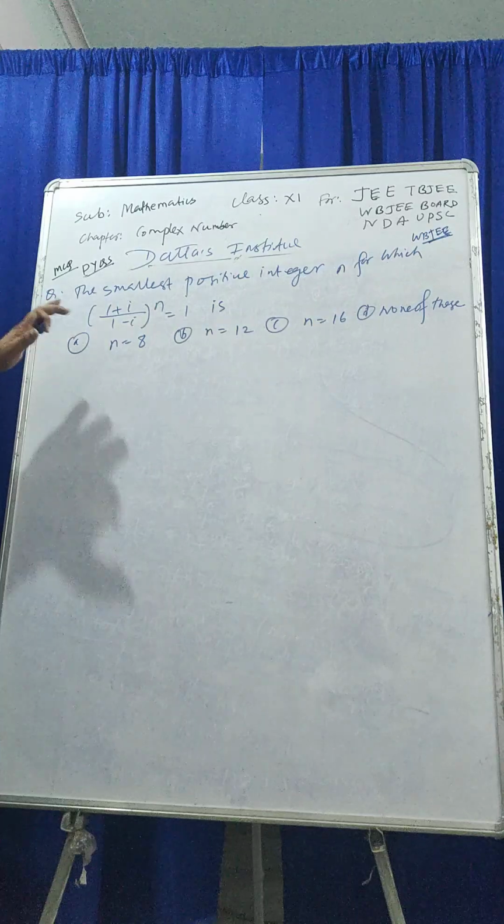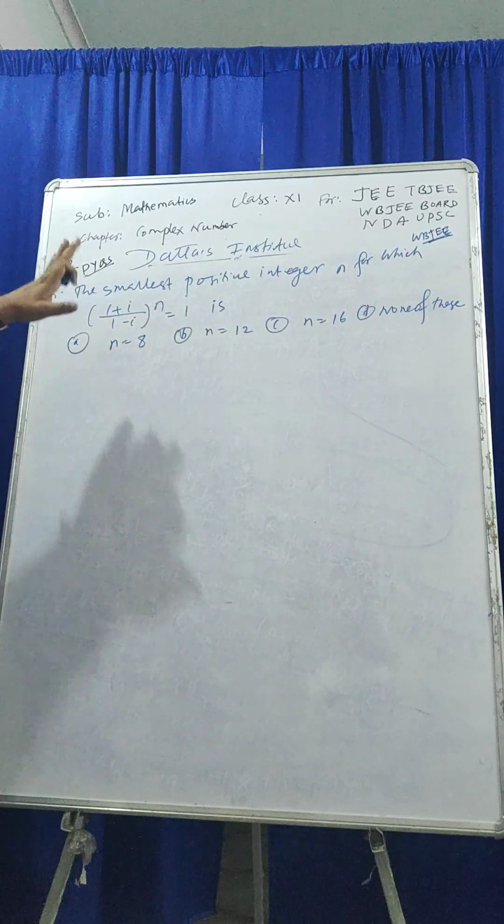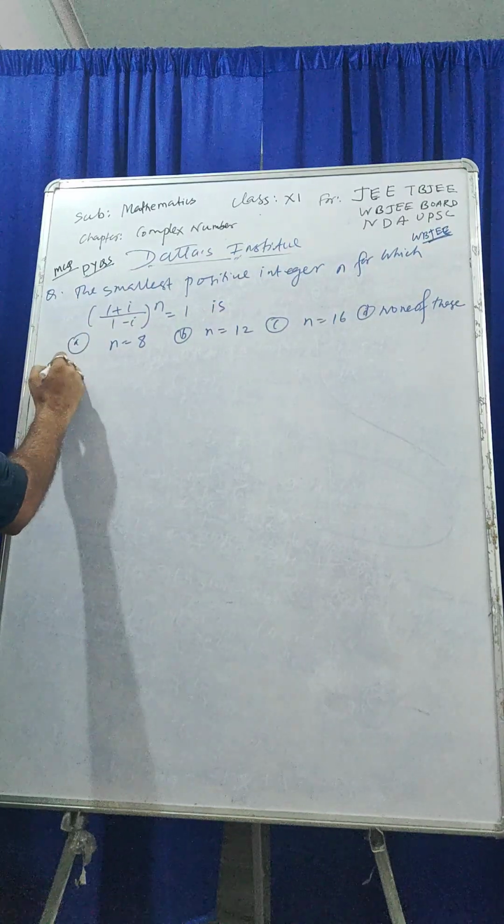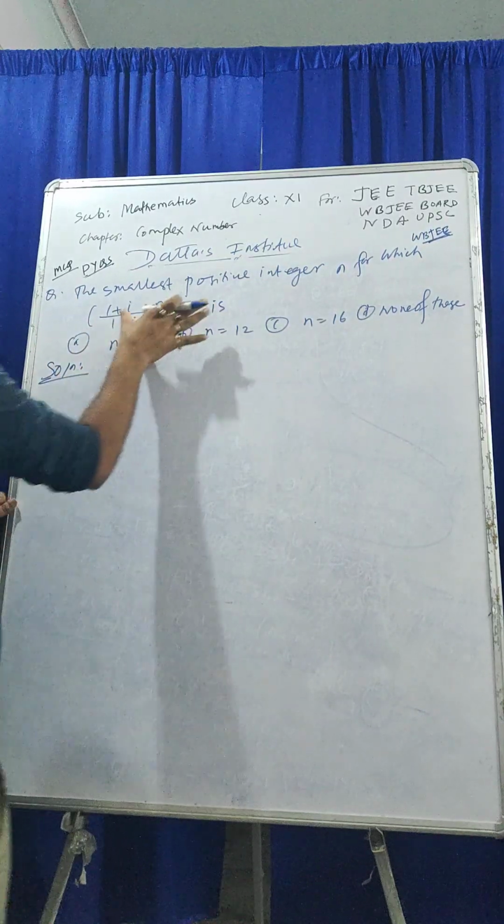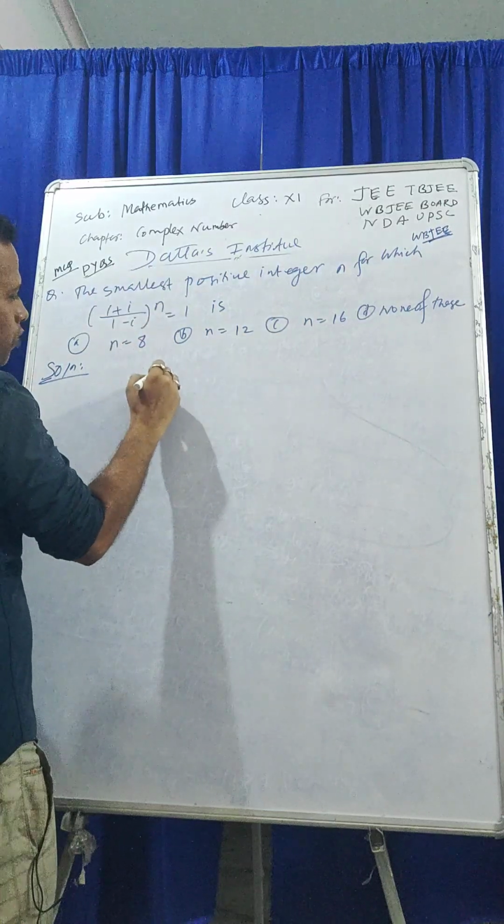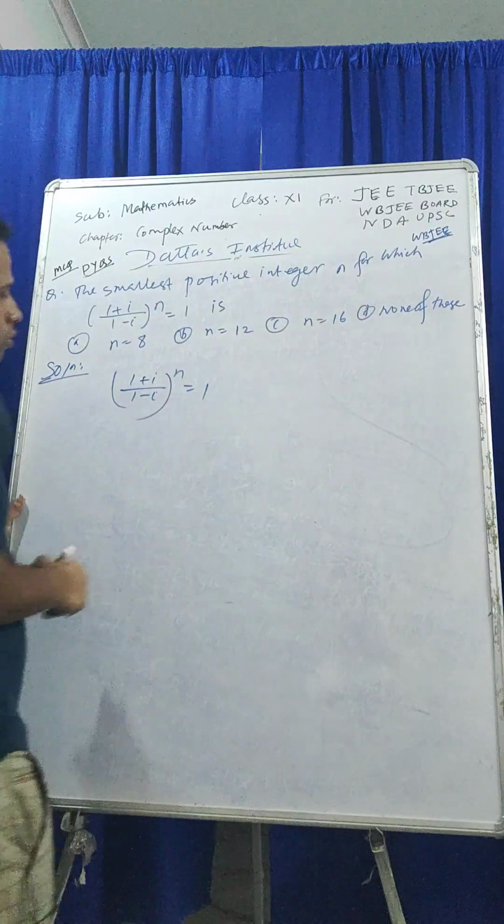So the smallest positive integer n for which (1 plus i by 1 minus i) whole to the power n is equal to 1 is what? Which option is correct? We have to find out. So let us take the equation they have given: (1 plus i by 1 minus i) whole to the power n is equal to 1.